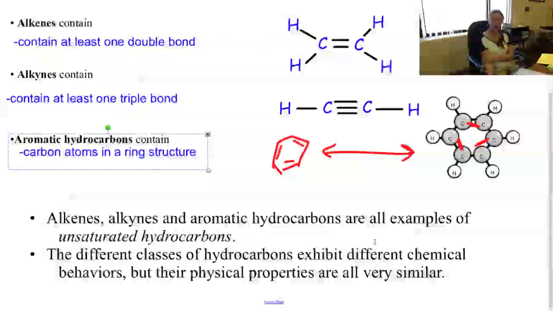Alkenes, alkynes, and aromatic hydrocarbons are all examples of what we call unsaturated hydrocarbons, meaning that they don't have as many of those H's as they could possibly have because they have something else. Different classes of hydrocarbons exhibit very different chemical behaviors. Their physical properties tend to be about the same, but they have very, very different chemical properties. Some are very much more reactive than others.